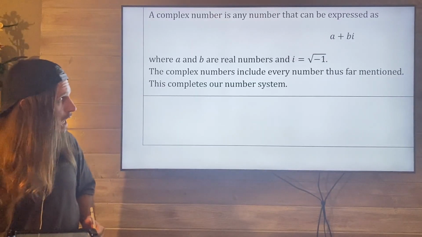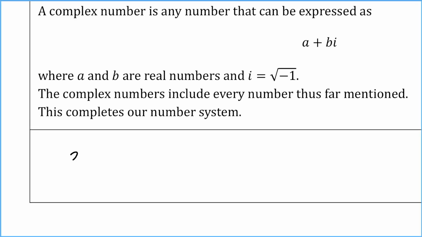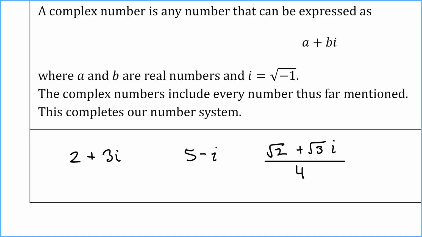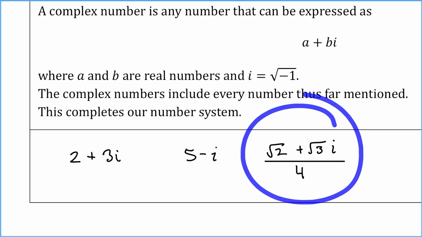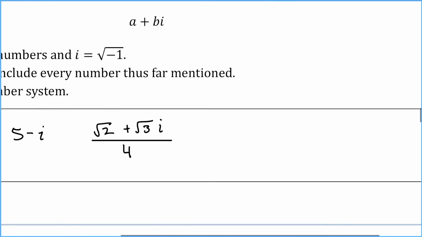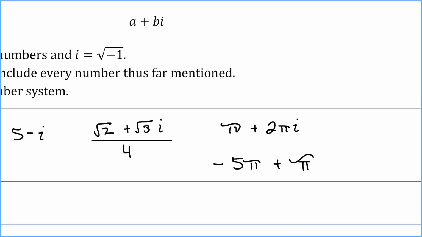We've discovered a lot. But anyways, so this could be something like 2 + 3i. This could be something like 5 - i. That's a complex number. It could be something like (√2 + √3 i)/4. That's a chunky complex number, but it's a complex number all the same. We could throw in some pi, right? We could do π + 2πi, right? Why not? Get creative with it. We could have -5π + √(√π) i, right? These are a little crazy here, but they're complex numbers all the same.